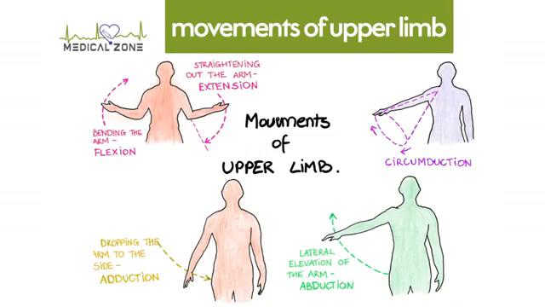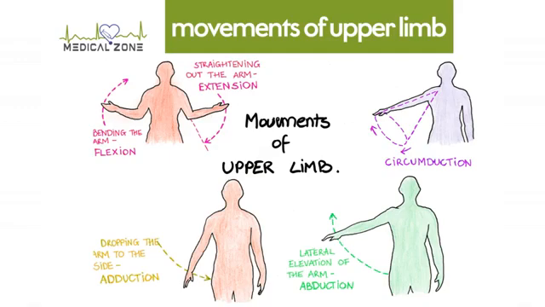Next movement is supination. When the palm is facing forwards or upwards, as in putting food in the mouth, it is called supination. Pronation, the opposite of supination, is when the palm faces backwards or downwards, as in picking food with fingers from the plate.